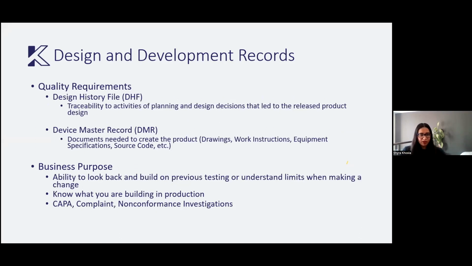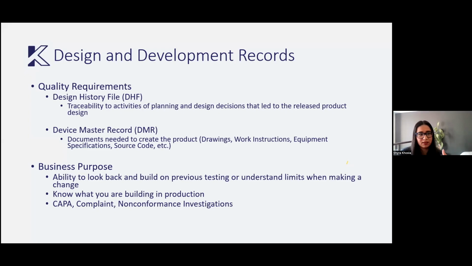Okay, so I'll talk about records for a second. Anytime I've talked about needing to document something or approve something or needing evidence of meeting a requirement, all of that comes down into basically documentation and records. And so in the design and development phase, there's two main file structures that exist to support this. And these are required by the quality standards.